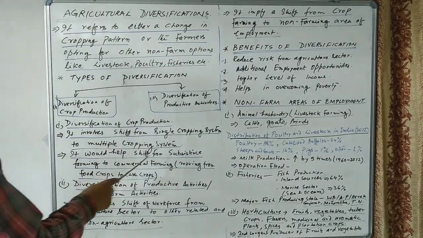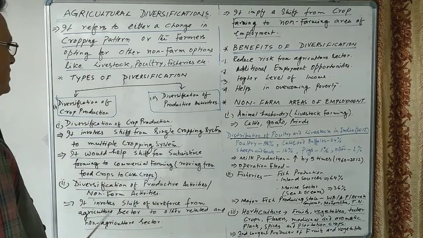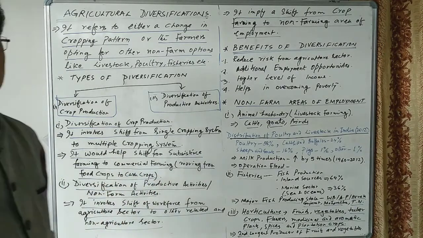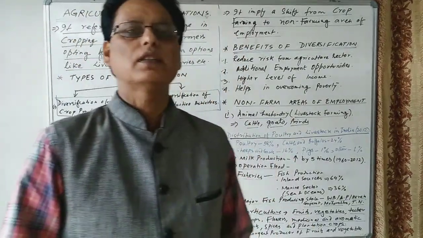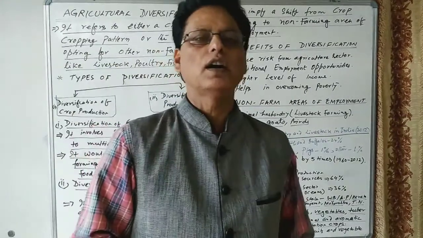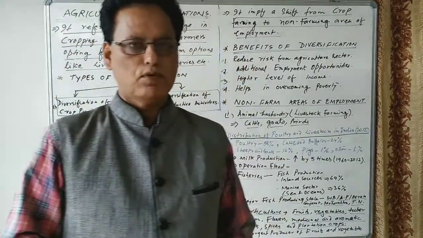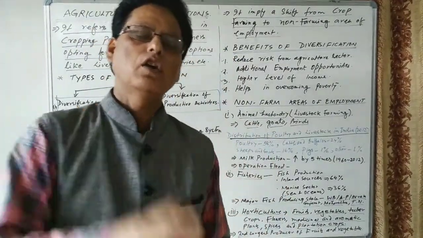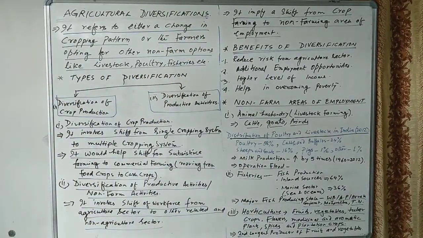It would help shift from subsistence farming to commercial farming. It means the farmer will move from food crops to cash crops. We know different cash crops are there, and they can be easily sold in the markets. So farmers must prefer the production of cash crops along with the subsistence crops or food grains.